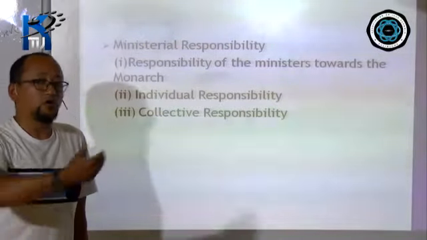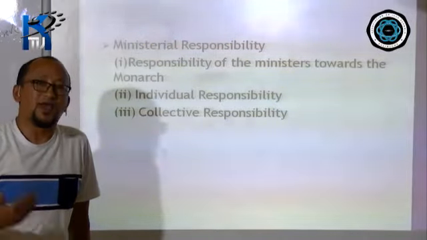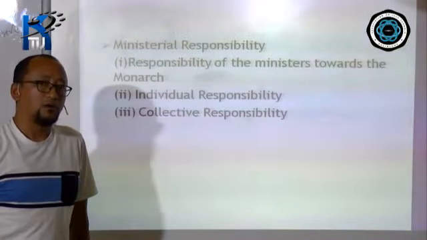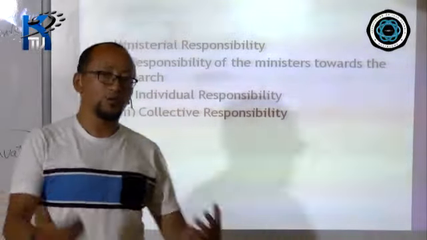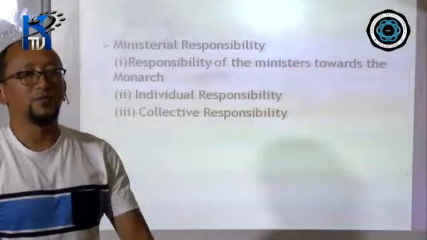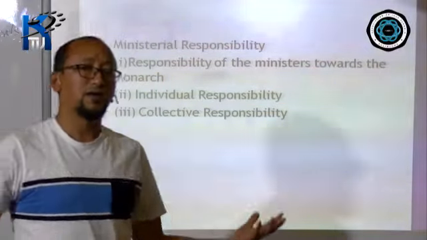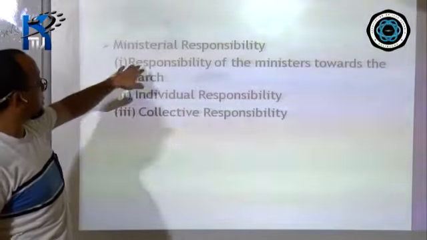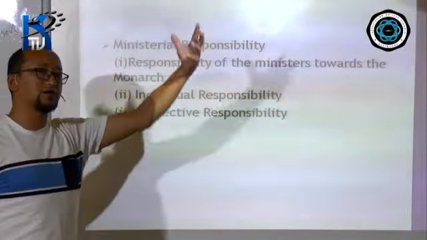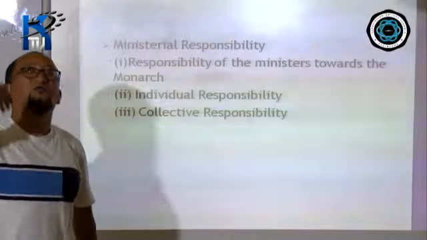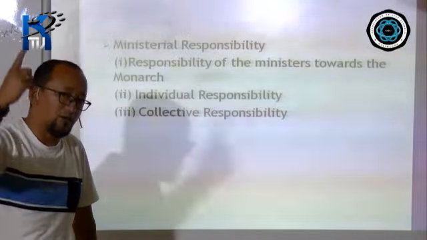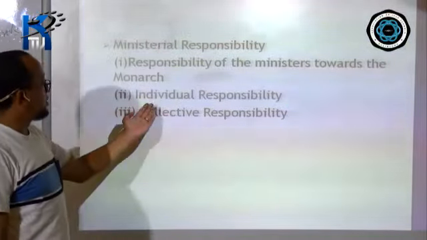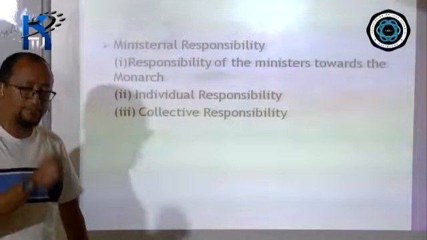Okay, and I went on with the phrase saying, the king can do no wrong. The king can never be wrong because the king always works on the advice of the prime minister and the cabinet. So how can the king or the crown be wrong? So the first thing, responsibility of the ministers towards the head of the state, simply remember, is to advise the head of the state. Number one. Number two, individual responsibility.